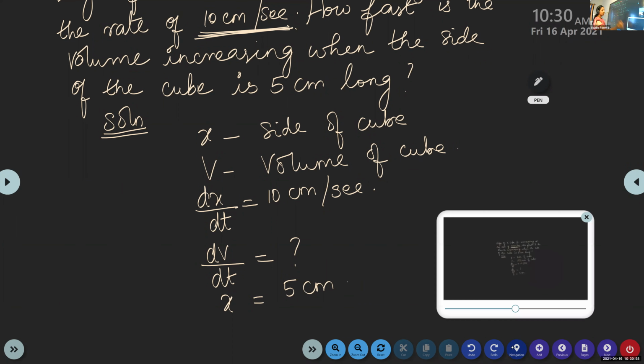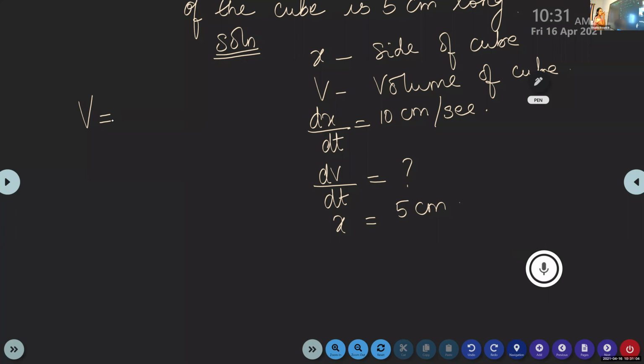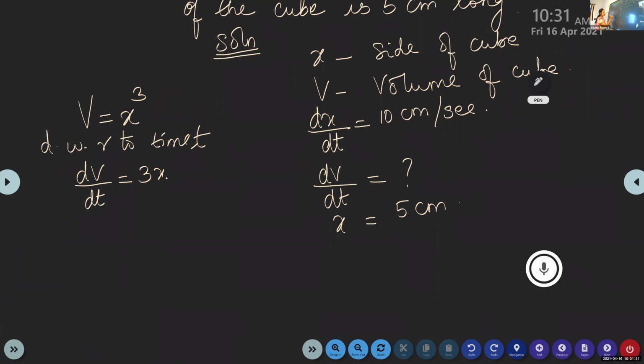Now use the formula. What is the formula for volume of a cube? Volume of a cube is a cube. Here it is x, we have used the notation x. So V is x cube. Now listen here, children. I'm going to differentiate with respect to time t. So dV by dt, volume changing with respect to time, is equal to, what is the derivative of x cube? 3x square into dx by dt.